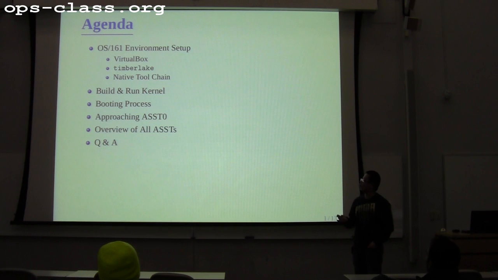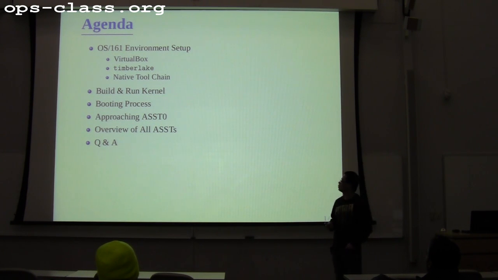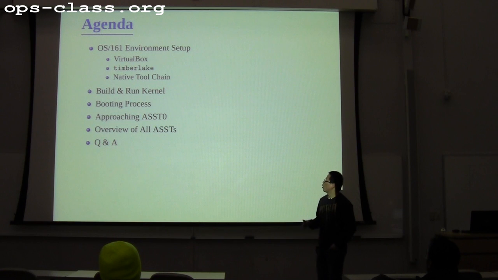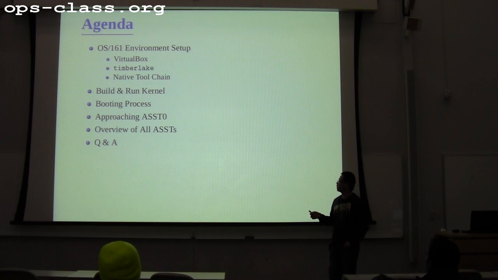And then we will go over how to build and run your kernel. And we do a quick review of the booting up process, and then give you some tips about assignment 0. And then we could quickly overview all of the assignments. That will be assignment 0, 1, 2, 3. And we'll try to get all this done in the first half hour. So we left some time for you guys to ask questions, and we can help you out.